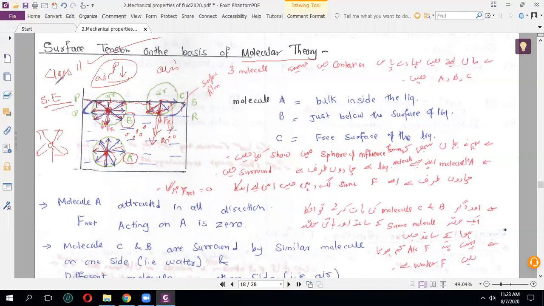Just like we have energy, which is called potential energy, similarly this liquid has energy. Because of this energy, they are stable on the surface of the liquid. This energy is called surface energy. Understood this one?